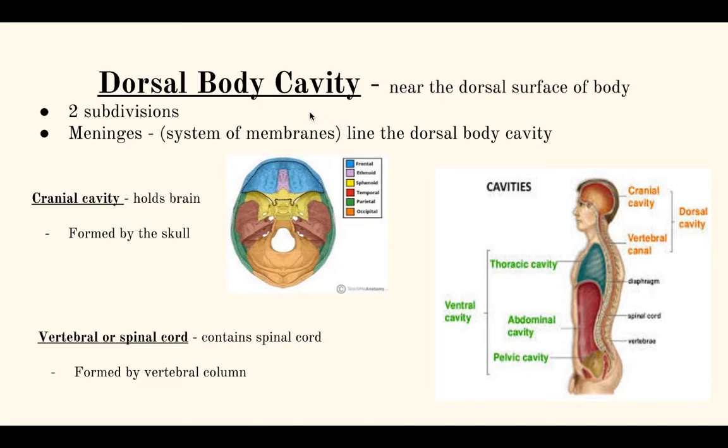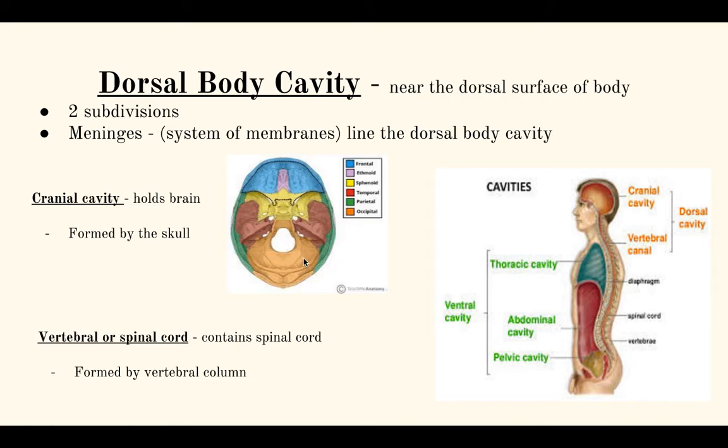Dorsal body cavity is near the dorsal side or the dorsal surface of the body, meaning the back side. There are 2 subdivisions, and the entire dorsal body cavity is lined with a system of membranes called meninges. Okay? The first subdivision that we're going to discuss is the cranial cavity. The cranial cavity is the space that holds your brain, and it is formed by your skull.